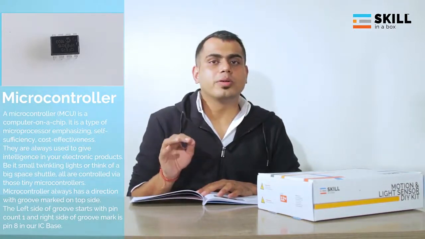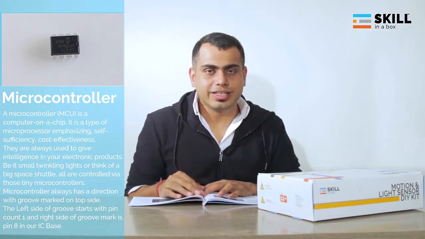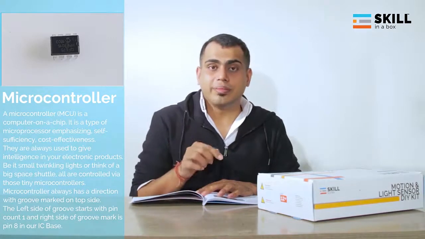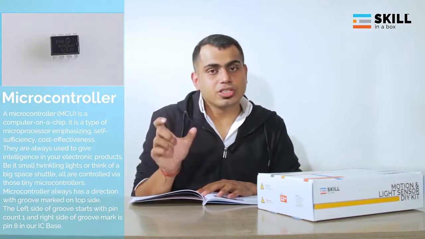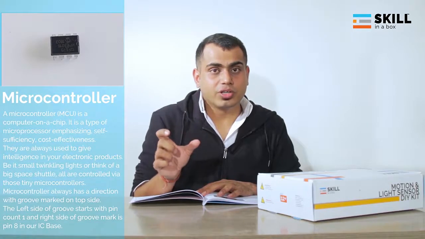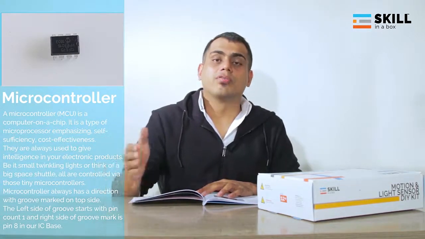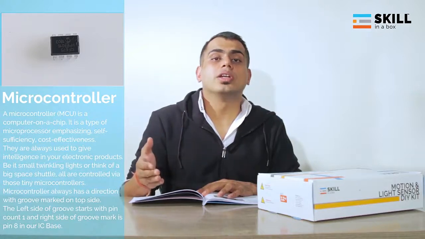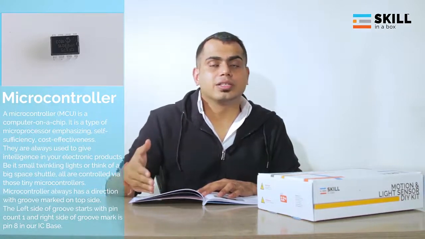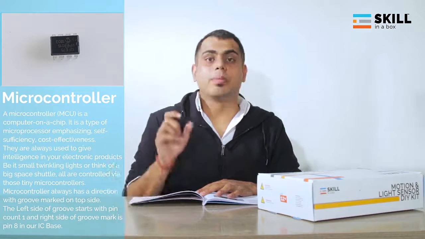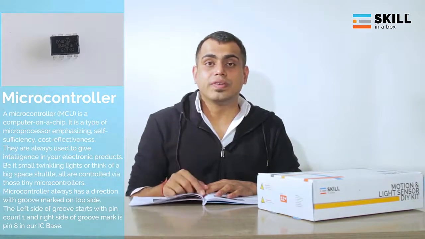They are the most important part of your electronic circuit, as they decide how much time the light should be on after an object has passed the motion sensor, or for how much time a light should be on when an object has passed in front of a motion sensor again. Microcontrollers are always used to give intelligence to your electronic circuits.